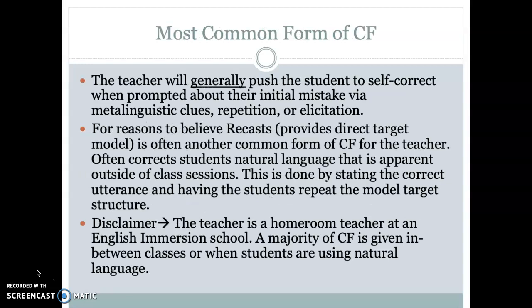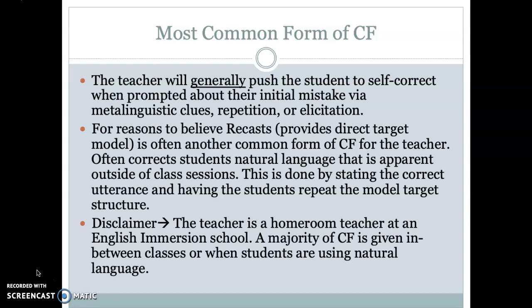And then from the questions that I asked him, I tried to gather the most common forms of CF that he implements on a daily basis. So the teacher will generally push the student to self-correct when prompted about their initial mistake via metalinguistic clues, repetition, or elicitation through prompts. Recast, when he provides the direct target model, is often another common form of corrective feedback for the teacher.